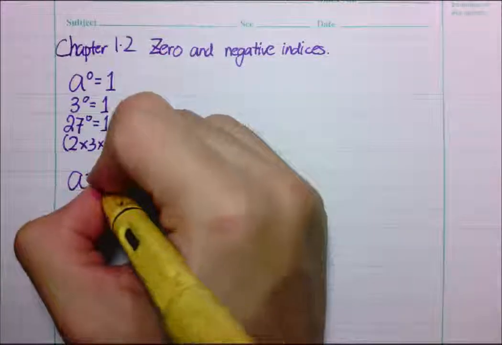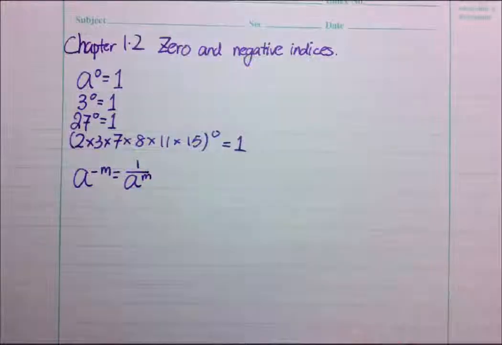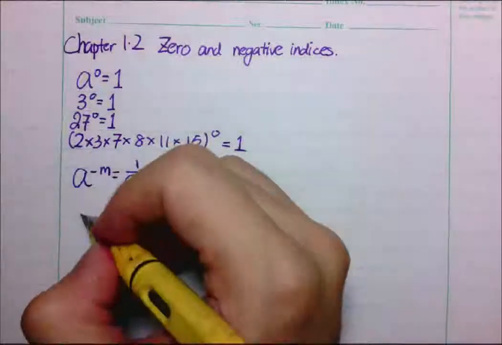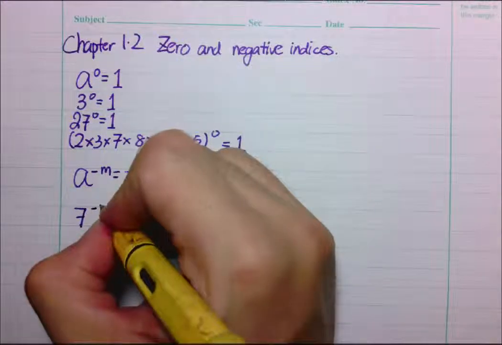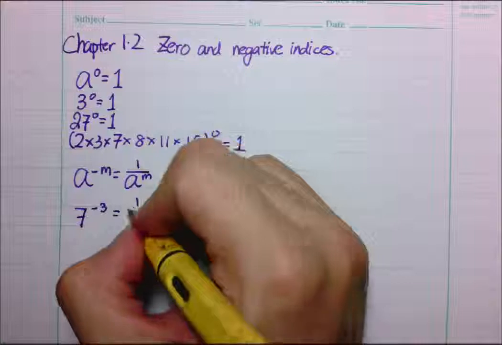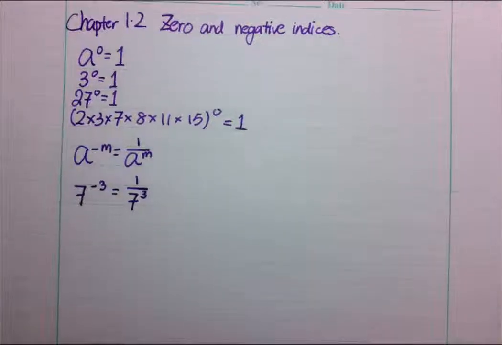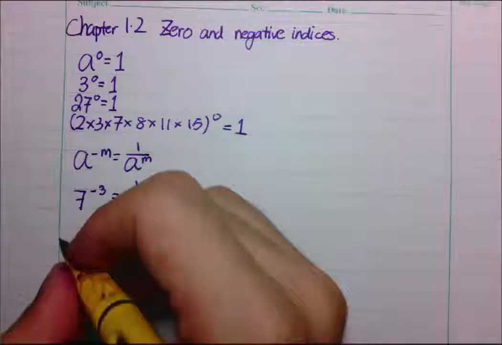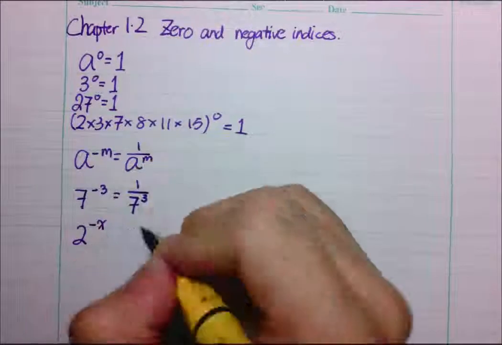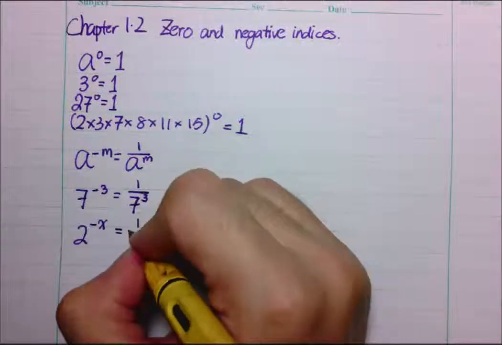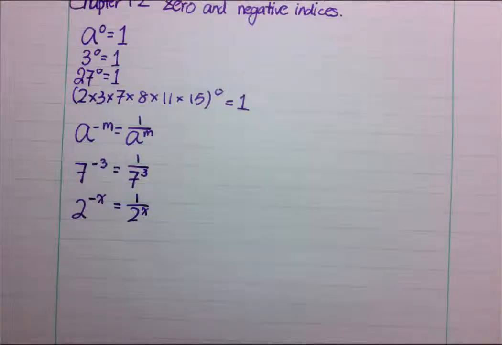A to the power of negative m is equal to 1 over a to the power of m. How does this work out? It works like this. If I have 7 to the power of negative 3, it is 1 over 7 to the power of 3. Okay, then it can work out for other things as well. Let's say you have 2 to the power of negative x. If you simply put it into positive index form, it is 1 over 2 to the power of x.